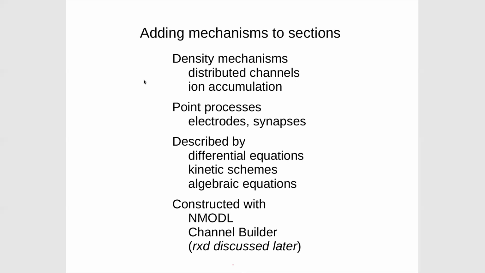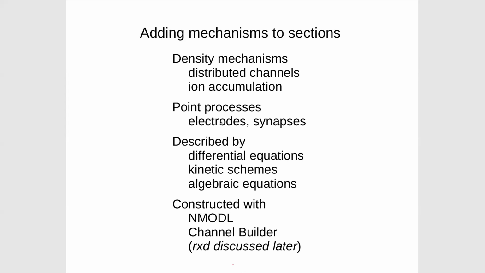We do that in different ways depending on the nature of the thing we're dealing with. If we're talking about ion channels that are distributed over the surface of the cell, we call those density mechanisms. Ion accumulation mechanisms are also density mechanisms because when ions enter the cytoplasm, eventually they get distributed throughout the length of the section.